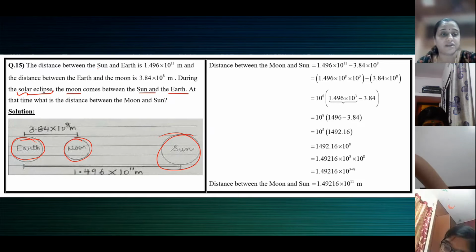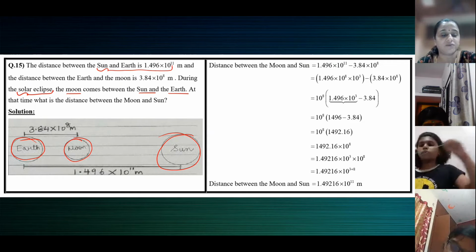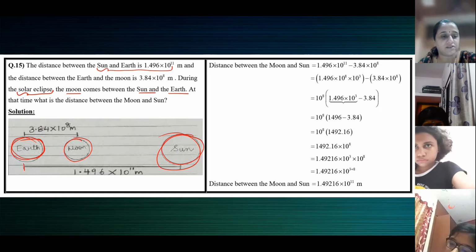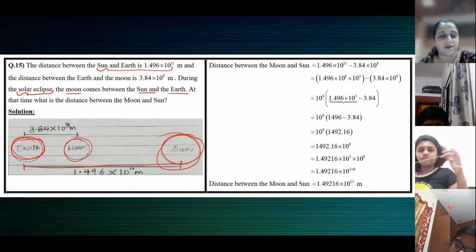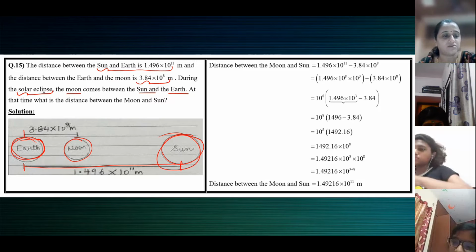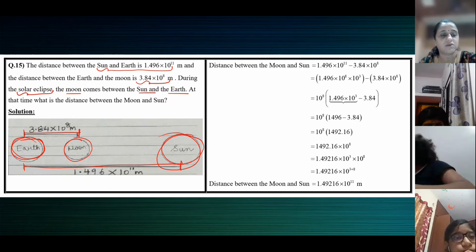What is the distance between the sun and the earth? So see here, sun, earth. What's the distance given? I've marked it here. The distance between the sun and the earth I've marked here: 1.496 into 10 to the power 11 meters. And the distance between the earth and the moon, this is the distance between the earth and the moon.